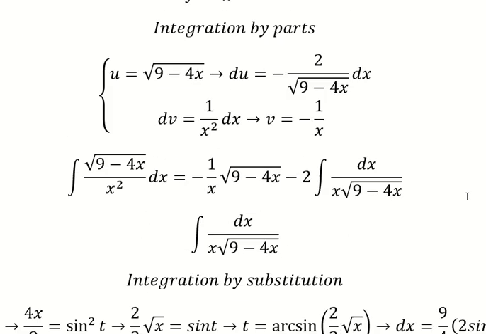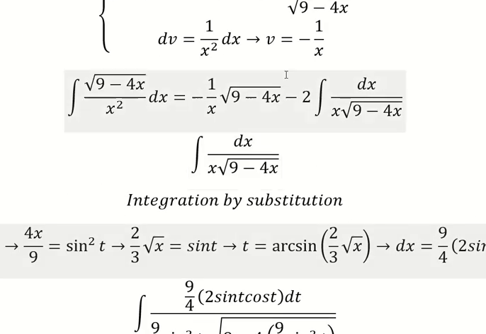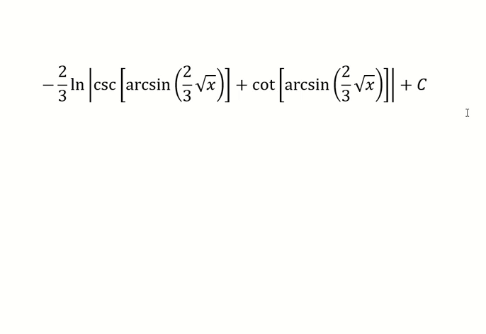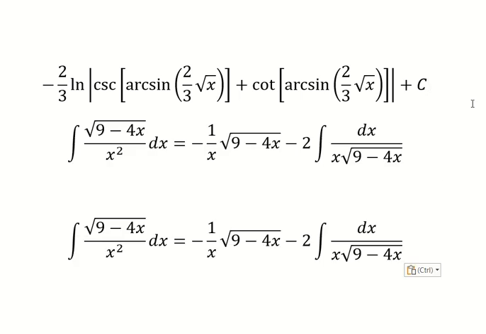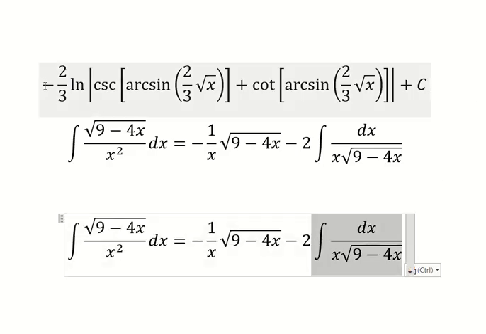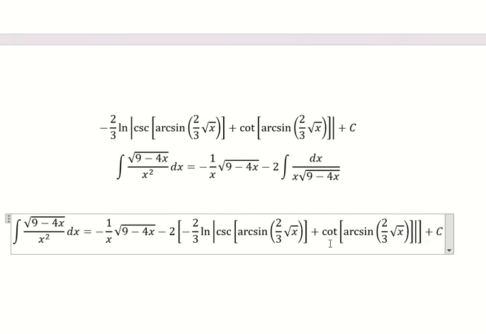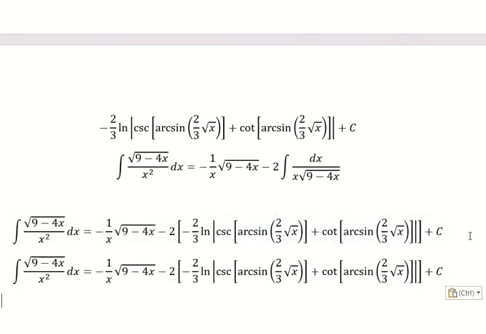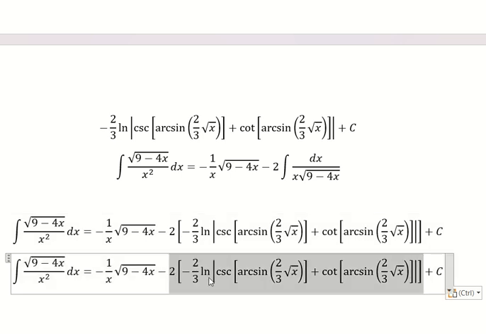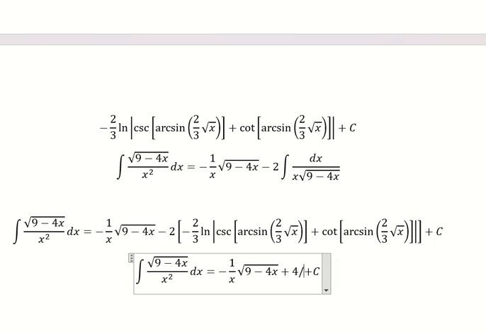Now we have this one. So this one is this one. So negative 2 multiplied by negative 2 over 3, that is 4 over 3.